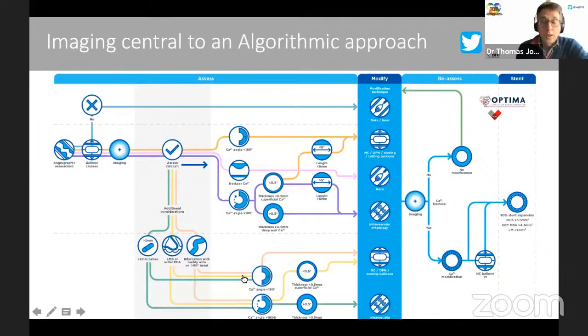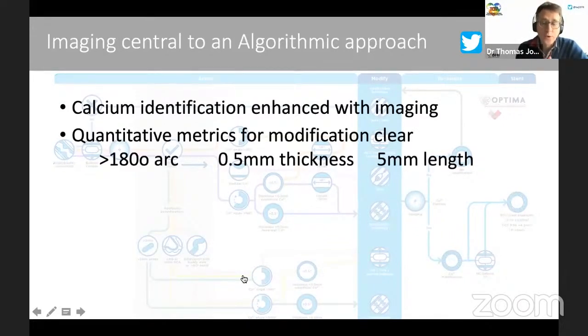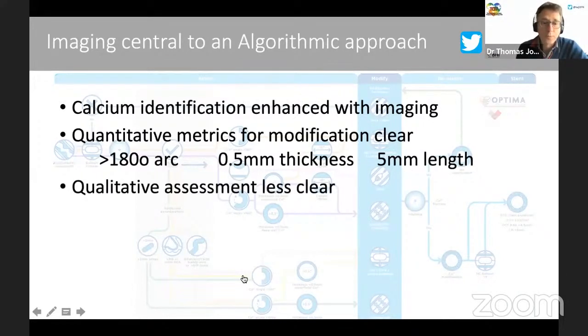So I'd conclude that imaging is, I think, central to an algorithmic approach. Calcium identification is undoubtedly enhanced by our use of imaging. We have these quantitative metrics for identifying those vessels that might need more aggressive modification. Qualitative assessment, I think, is more nuanced, and that's where I have, I think, a tremendous amount of learning to continue, and that's why meetings like this are so important.